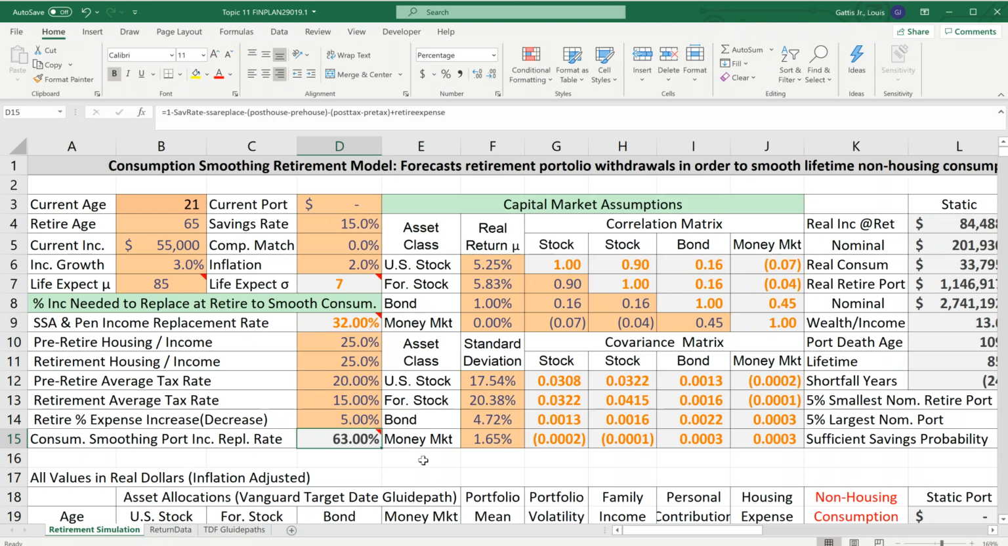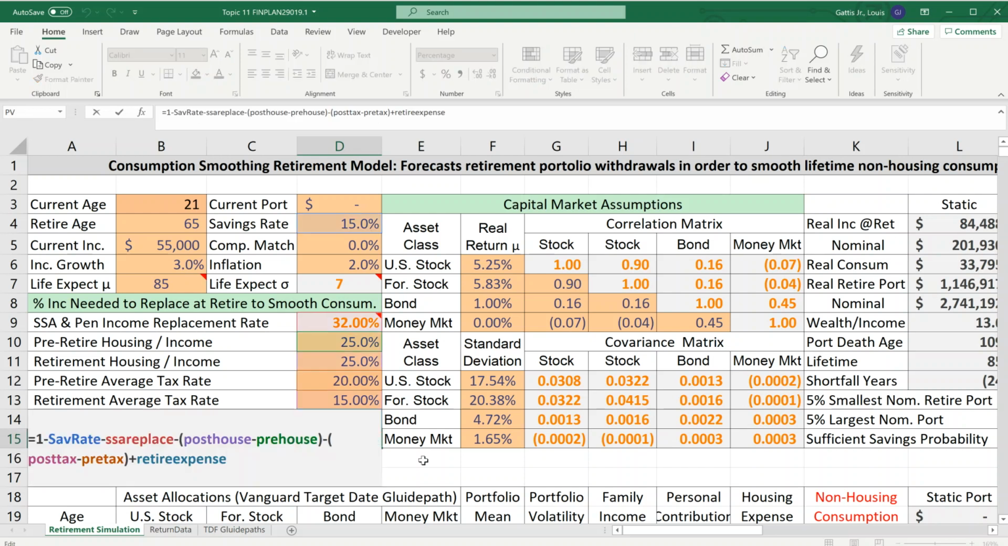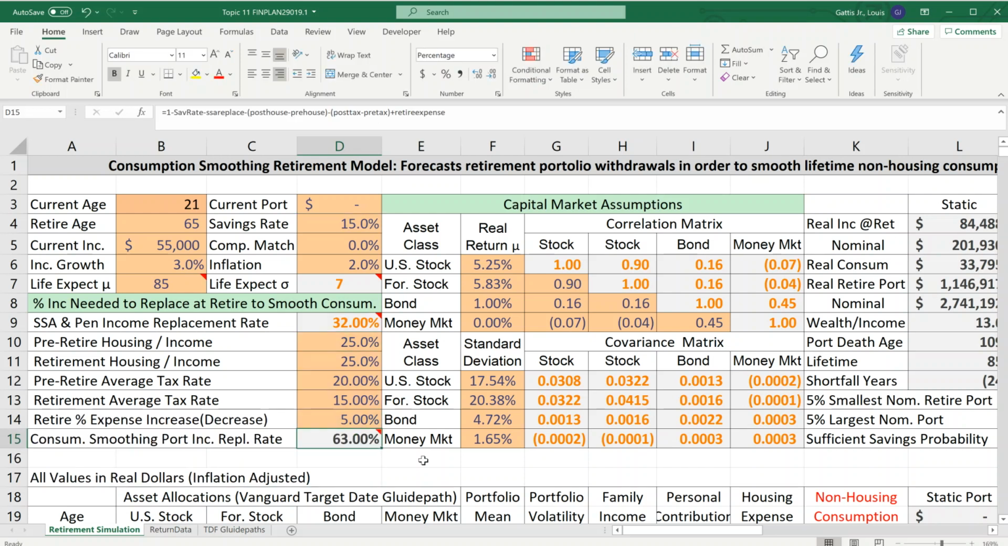Oh, by the way, this is the basis of this model: consumption smoothing, and what that refers to is the year you retire and earn no income, you want to have the exact same non-housing consumption that you did the year before. So it's going to back into how much you need to withdraw, which is basically this calculation here. This 63% replacement. It's making sure you consume the same amount in non-housing consumption.